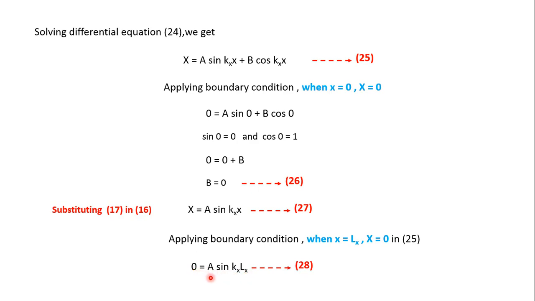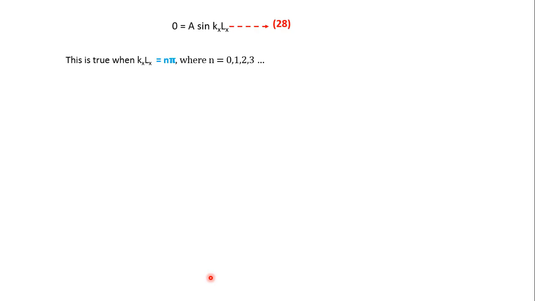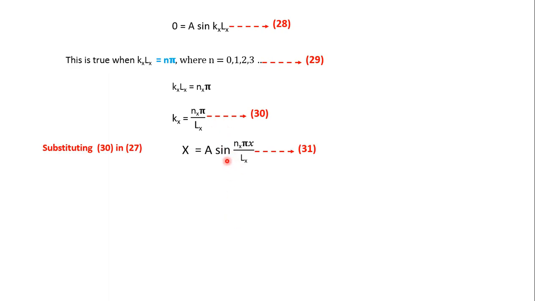This will be true only when kL is equal to n pi, where n is equal to 0, 1, 2, 3. Of course, since the variable is x here, instead of k we have kx, instead of L we will have Lx, instead of n we should have nx. If we have this, we will find that kx is equal to nx pi by Lx, and we get capital X is equal to A sin nx pi x by Lx. What we have substituted is, instead of kx, nx pi by Lx.